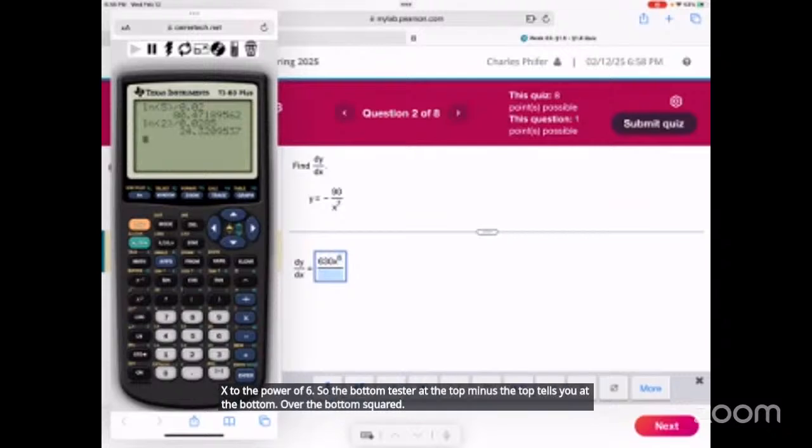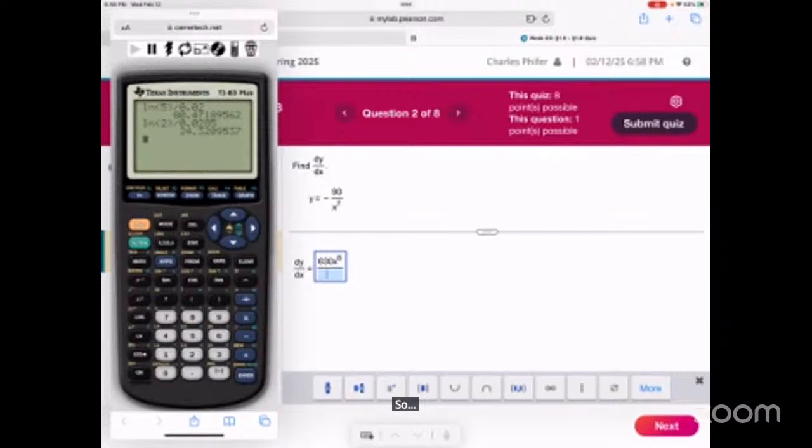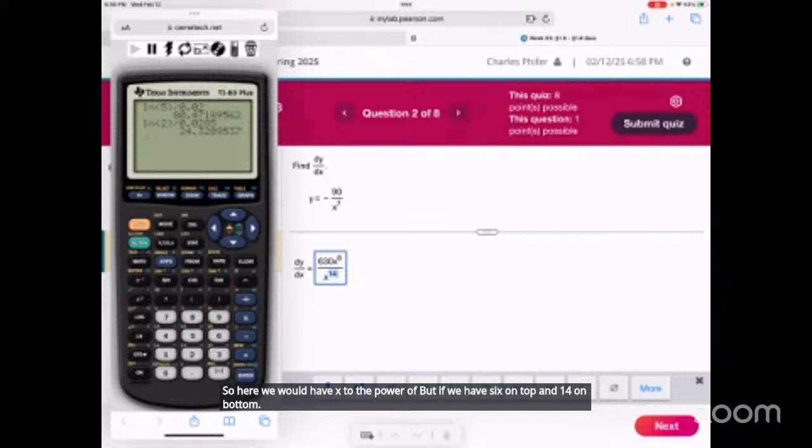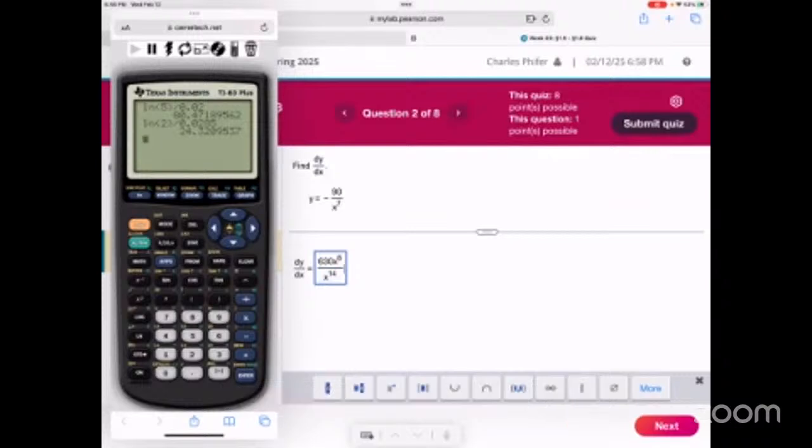So 7 times 2 is a 14, x to the 14. So here we would have x to the power of 14. But if we have 6 on top and 14 on bottom, I can get up there. Come on. There it is. That means these 6 are gone.